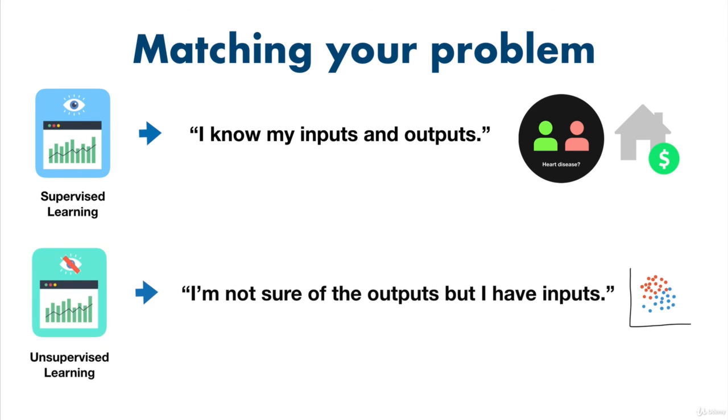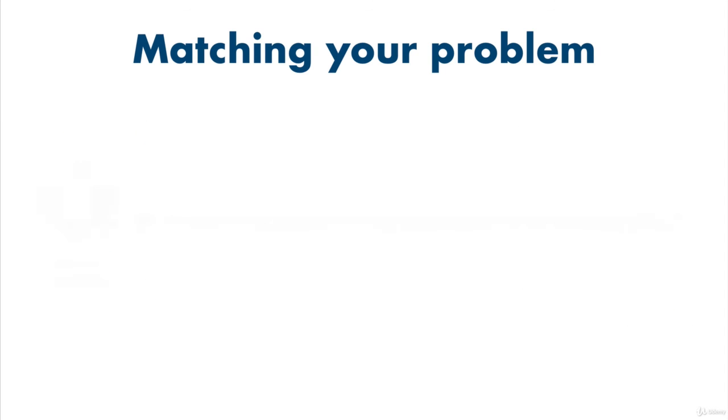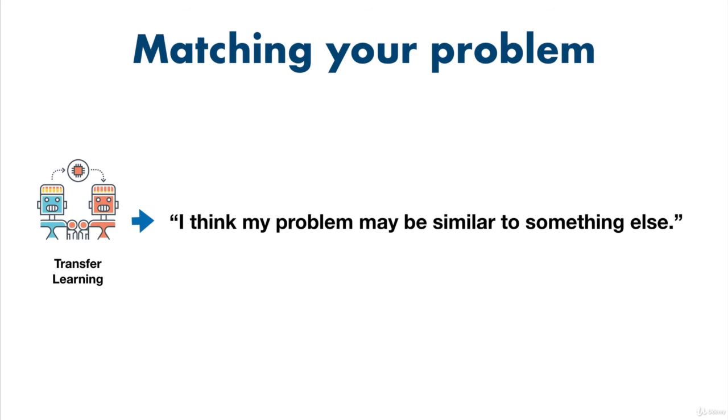And for unsupervised learning, you might say, I'm not sure of the outputs, but I do have inputs, such as customer purchases, and you're trying to figure out which customers are most similar to each other. Or for transfer learning, you may think, my problem might be similar to something else. Can I leverage what an existing machine learning model has learned and use it in my own? Now, don't worry if these kinds of learning are sort of going over your head at the moment. We're going to be building a hands-on project for each of these learning types: supervised, unsupervised, and transfer throughout the course. In the meantime, have a think about some of the problems you face day to day.